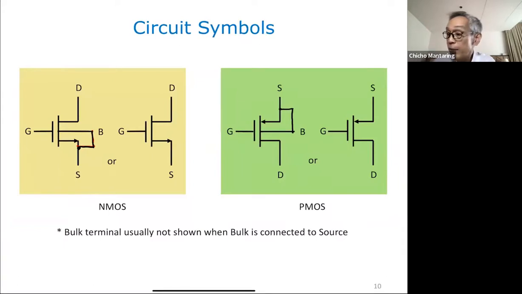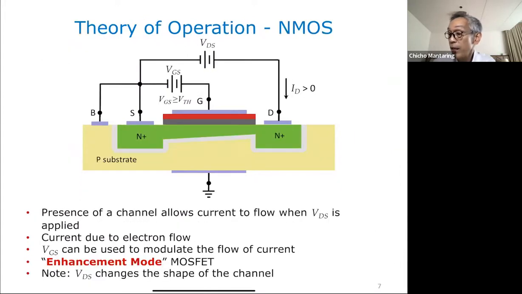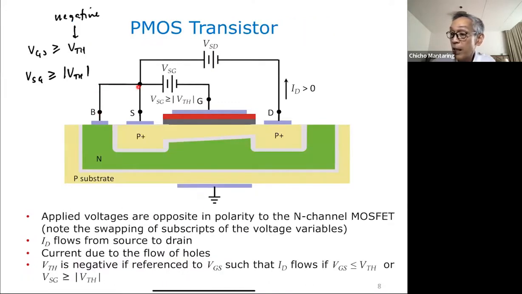Usually, in integrated circuits, your bulk is always connected to your source. And that's why usually these are just the symbols that we use. So here, no? The bulk is connected to the source. And here, the bulk is also connected to the source, except that here, the bulk is grounded. Here, the bulk is at a positive supply with respect to the source.